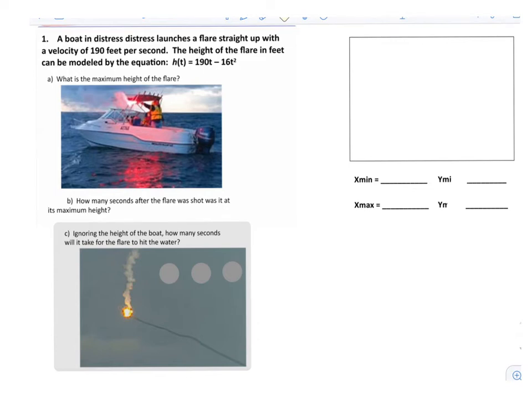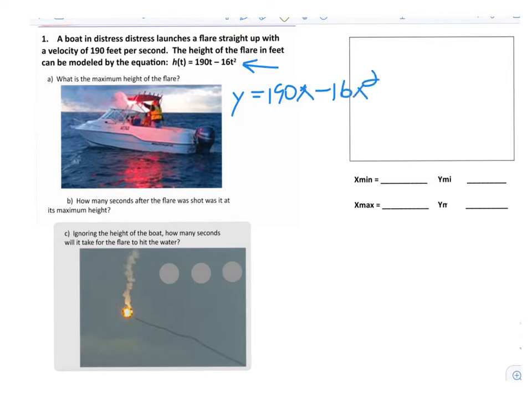So these three problems come from Graphing Word Problems Worksheet 8. And number 1, a boat in distress launches a flare straight up with a velocity of 190 feet per second. The height of the flare in feet is given by this equation. So we're going to change it into y equals 190x minus 16x squared.